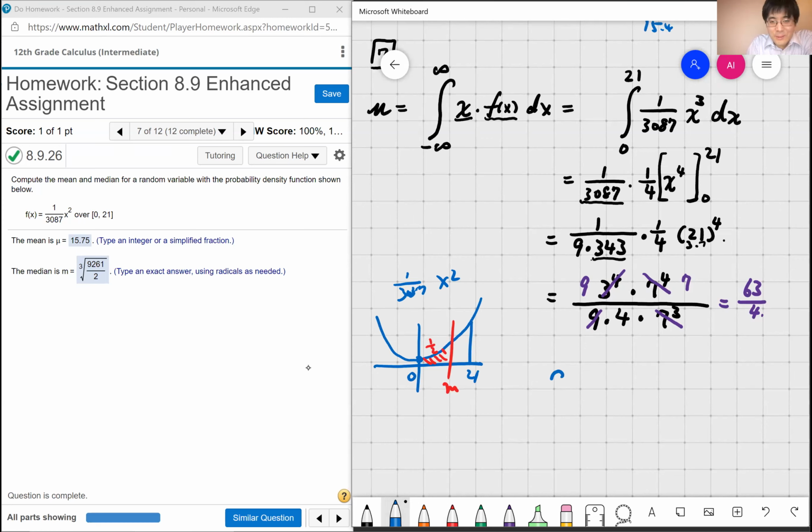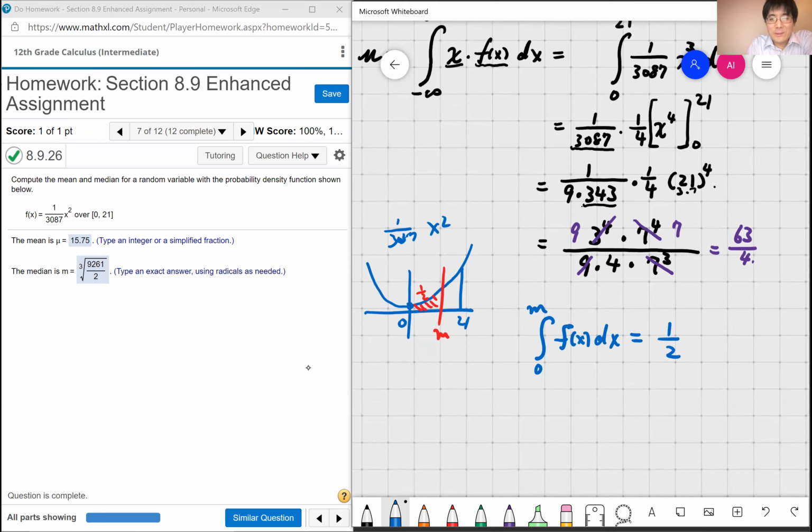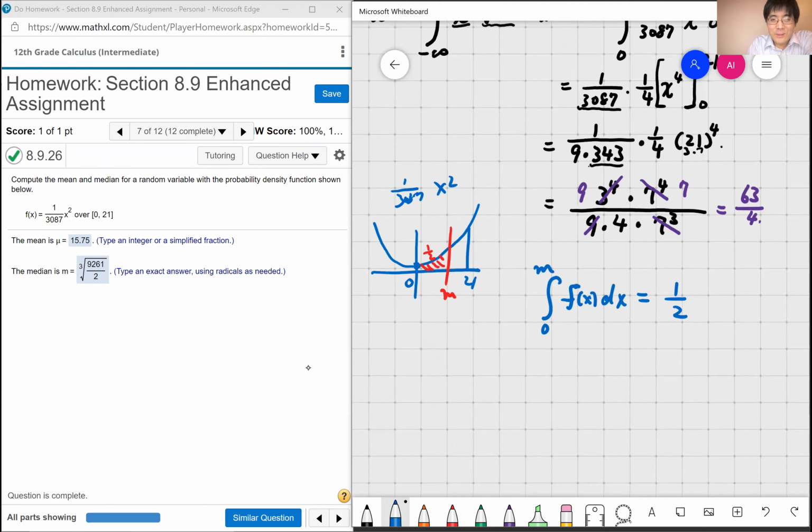So the median is a place such that when you integrate this from 0 through m, we want to get that equal to half of the entire area. I want to know the place that divides the area into two congruent areas. So the integral of this one is, we already know it, it's here.